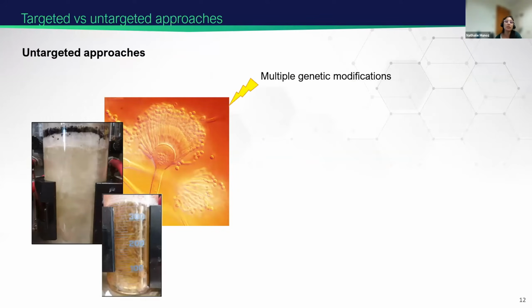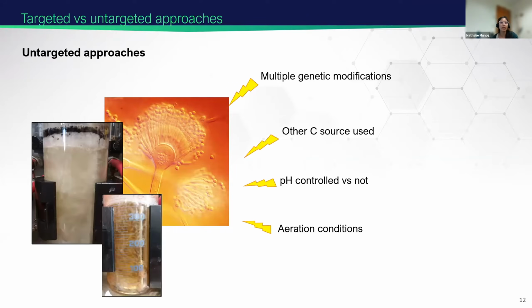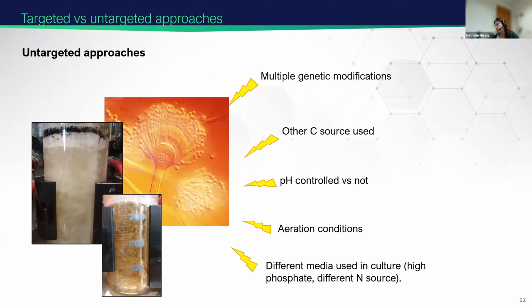We have these broad types of questions because generally we're not changing one parameter, but we have multiple genetic modifications. We're using other carbon sources, as John explained. It can be glucose, but we can also have xylose, galactose, and even DMR or complex medium can be the carbon source. Because we're growing these cells for some of the cases in bioreactors, we can control the pH versus not control. We have different aeration conditions, and we can use completely different media in the culture. We can change the amount of phosphate, use a different nitrogen source. So we want to get a complete omics study to explain the changes that are taking place.